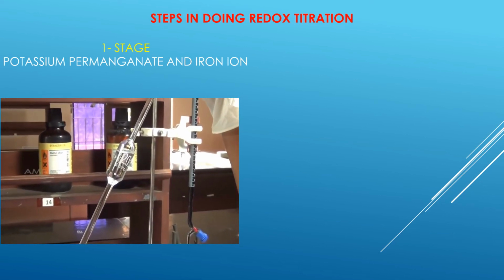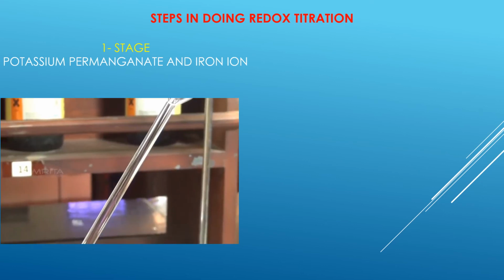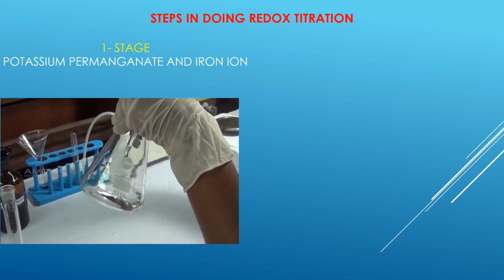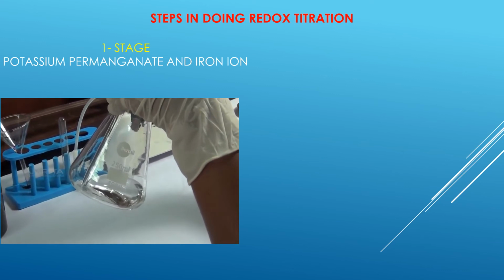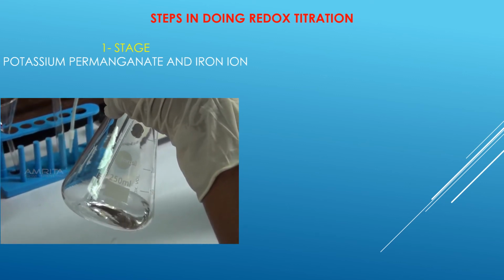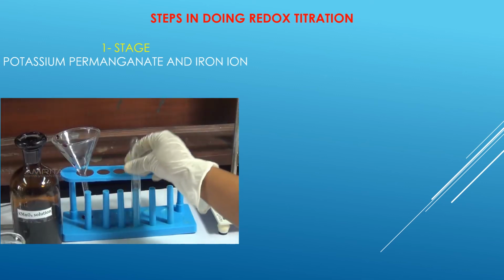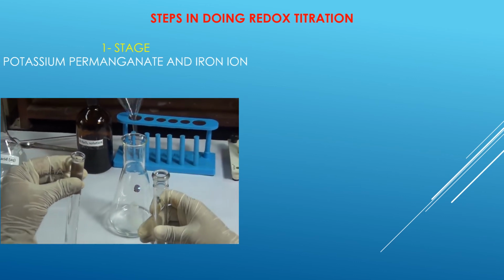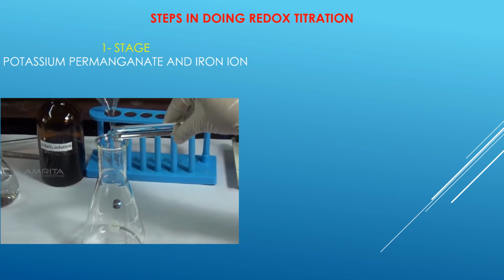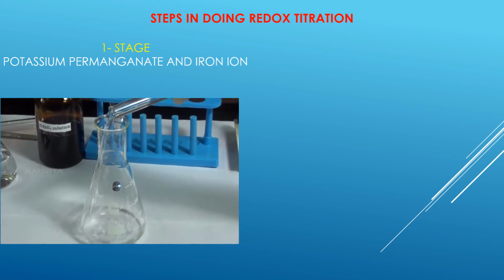Carefully transfer the 20 ml oxalic acid solution into the clean conical flask. Touch the tip of the pipette with the bottom of the conical flask to transfer the remaining solution from the pipette. Now add about 20 ml, which is a test tube full of dilute sulfuric acid, to the oxalic acid solution in the conical flask.